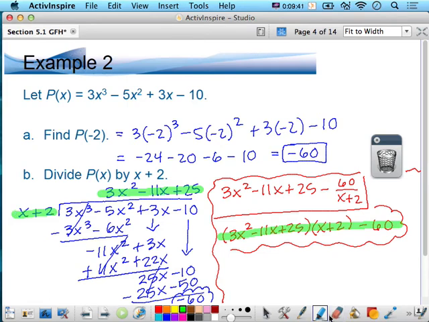The more typical way of answering a division problem is here, where we just do the quotient and then the remainder over the divisor becomes your final term. Be careful though on WebAssign and make sure you look and really read the question and find out how they want you to type it in.